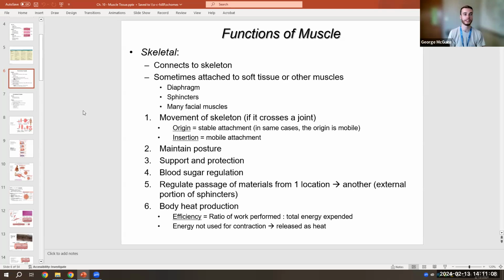So unless you are completely fully relaxed, which is very hard to do while awake, even if you're laying down and consciously trying to fully relax every muscle in your body, it's very hard to do. We are typically having some form of action, of contraction to maintain our body position.